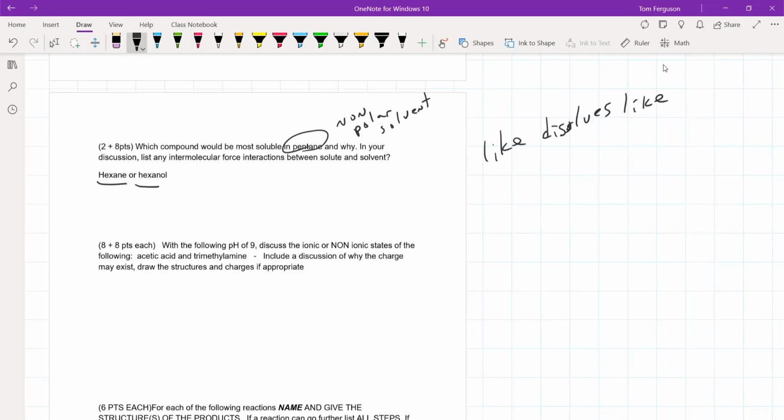Well, this is fairly polar. This is nonpolar. So hexane would dissolve more easily in the pentane than the hexanol. And the intermolecular forces involved: the only thing this has is dispersion forces. This has dispersion forces plus hydrogen bonding, which makes it polar.